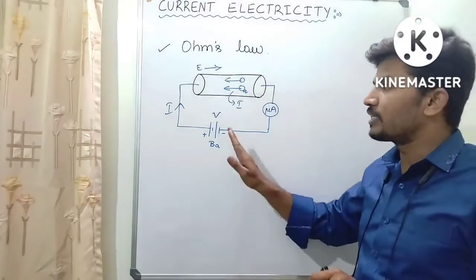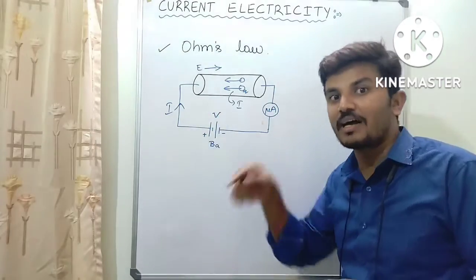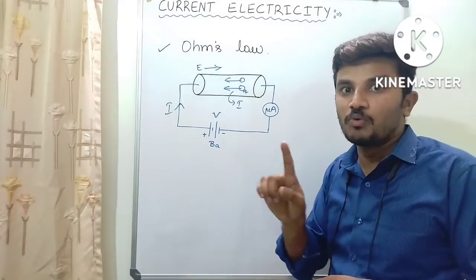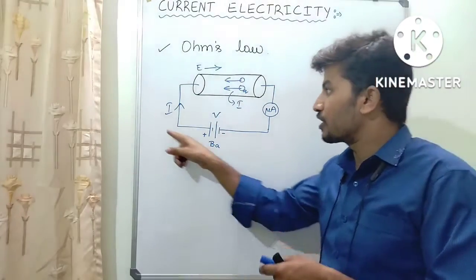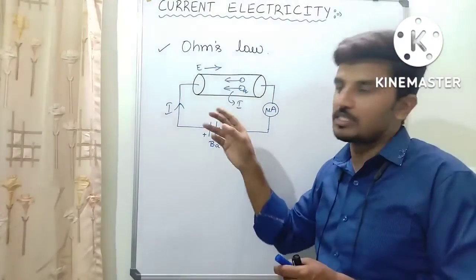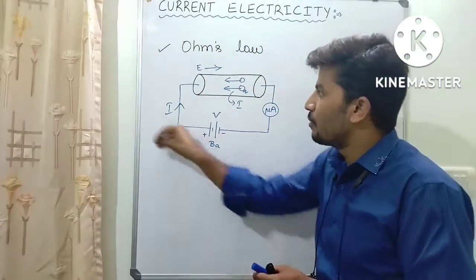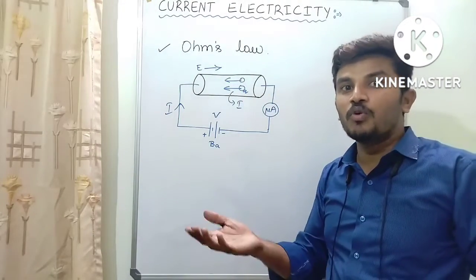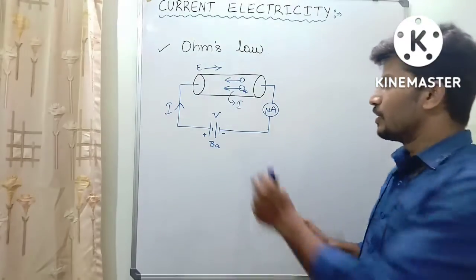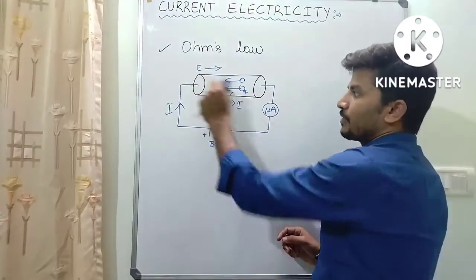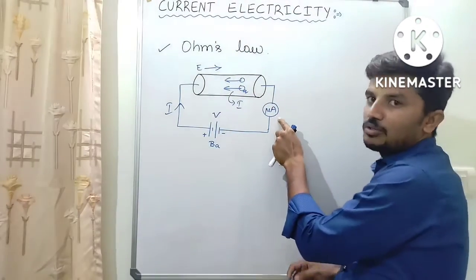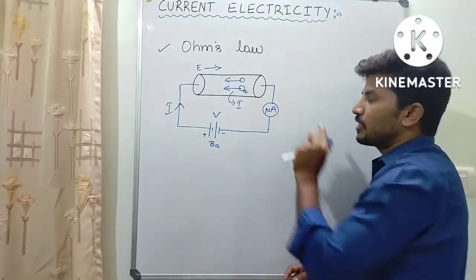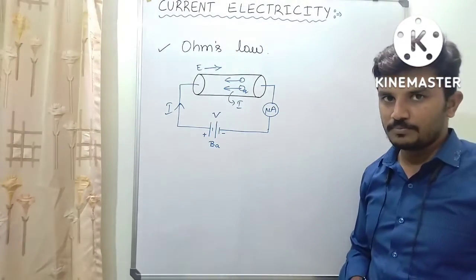So the actual particles that move inside the conductor are electrons. Positive charges will not move, but we consider the positive charges move opposite to negative charges. If negative charges are moving in this direction, positive charges are moving in the opposite direction. They will not move, but we consider they are moving. When electrons move through the material, that produces current, and we can measure the current by using an ammeter.